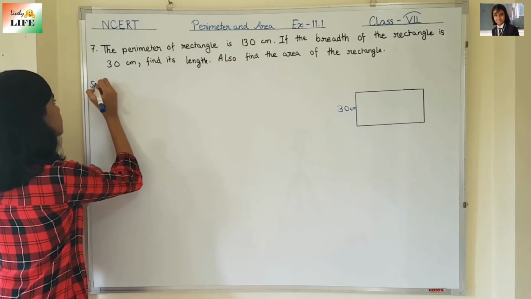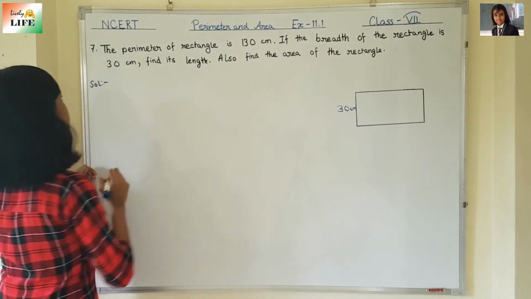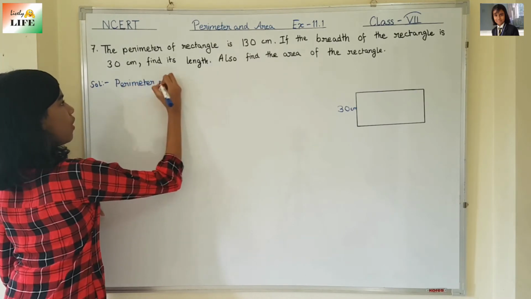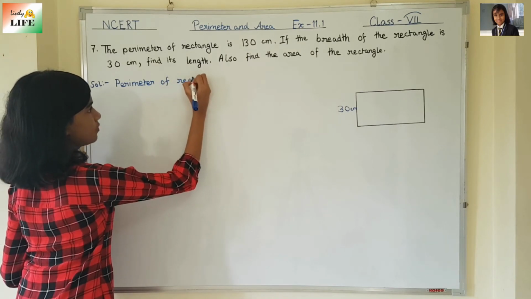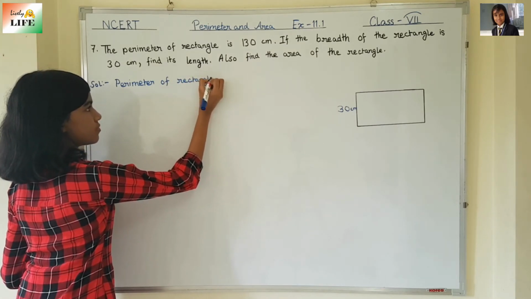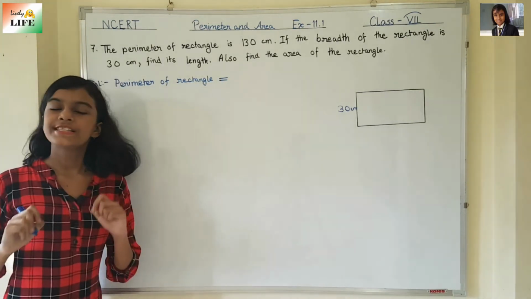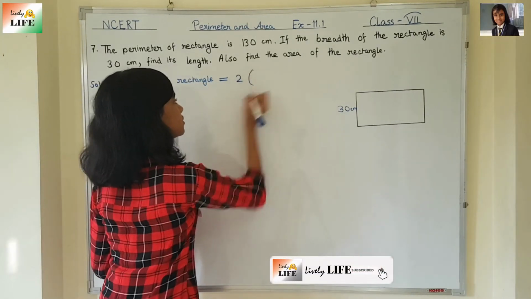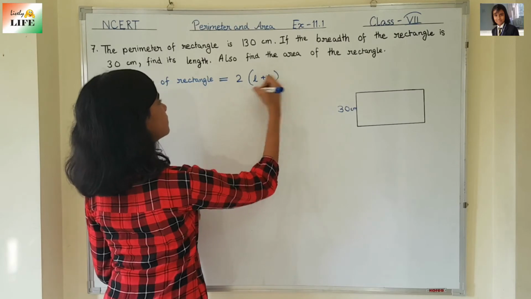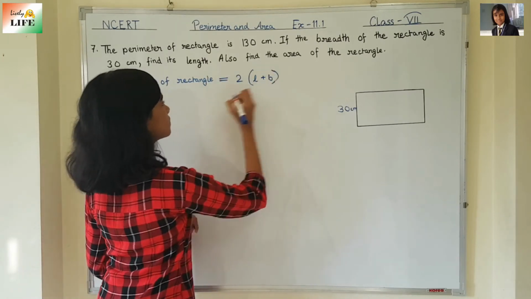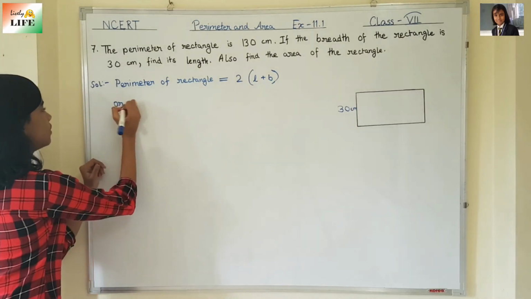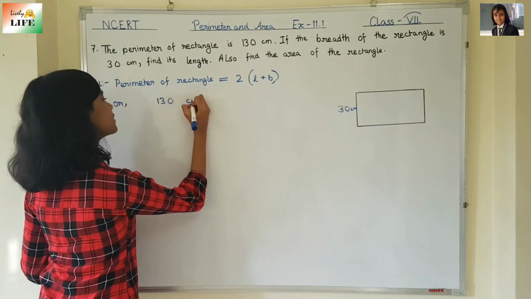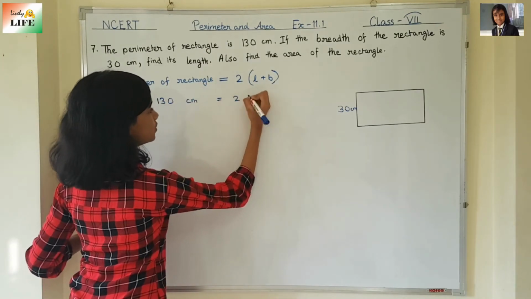So first, perimeter of rectangle. Okay. What is the formula of perimeter of rectangle? It is 2 into length plus breadth, 2 into L plus B. Right, this is the formula. Now, perimeter is given, right? 130 centimeter. So instead of perimeter of rectangle, we can write 130 centimeter is equal to 2.